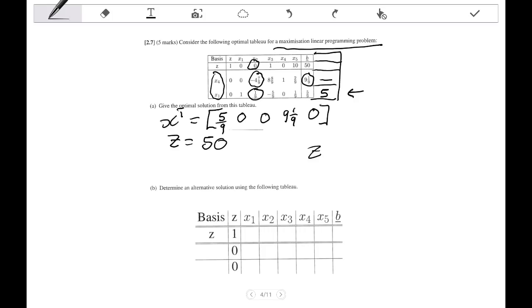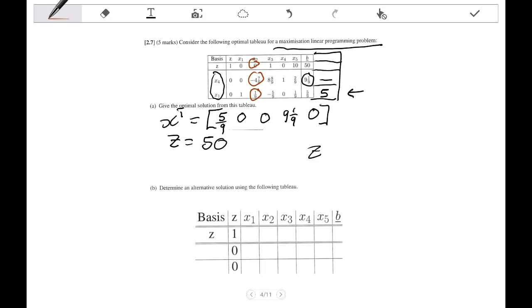So there will be no change on the first line. Since you have to achieve 0 here, and here you have to get 1, and then here 0, and there's 0. So you already have 0 on the first row. That means there's no change on the first row.